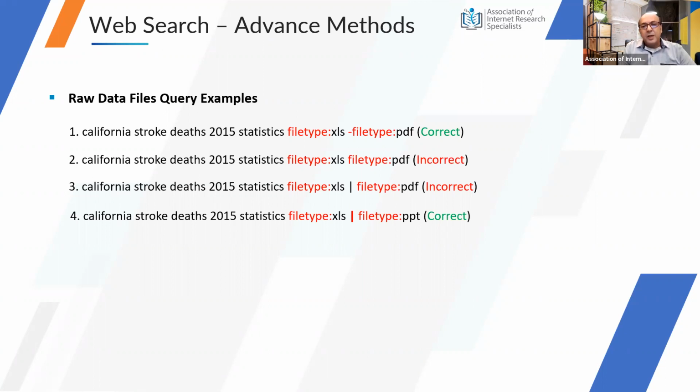But practically, I won't even need the minus file type PDF. Why? Because XLS is already indicating that you are only looking for file types within the XLS formats. So why worry about writing minus file type PDF? It's not bringing PDFs, it is just bringing XLS. That is where this command is pretty much complete in itself, and it would not need minus file type.